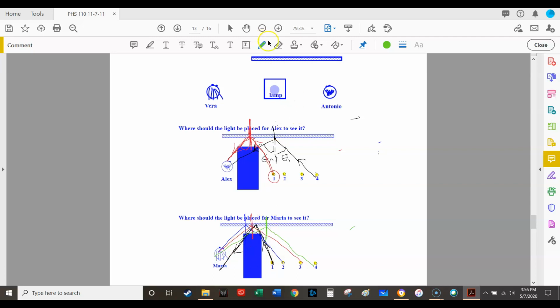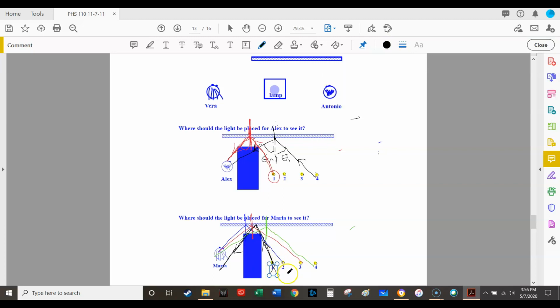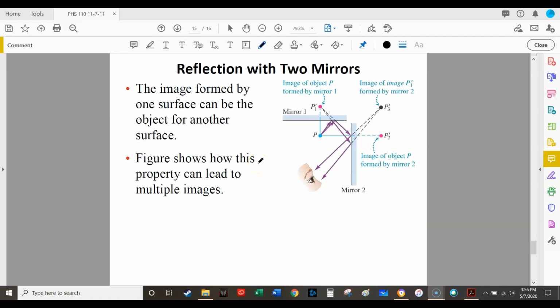So out of all these, which won't work from the reflected angle is black. So number 1 will not work. Looks like number 2, 3, and 4 might be a reflection in the surface. So this is basically how reflection works. Okay? And that was reflection with 1 mirror.